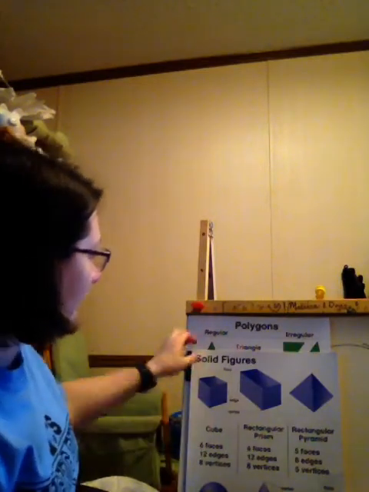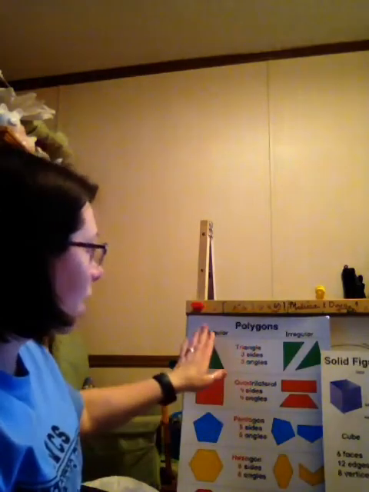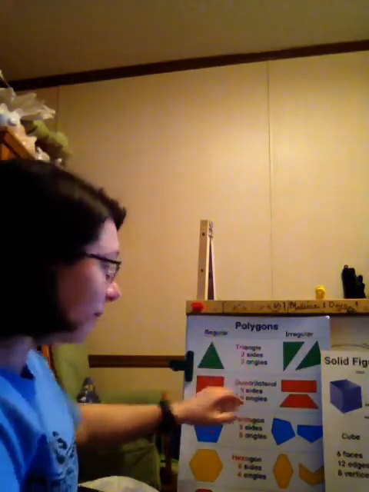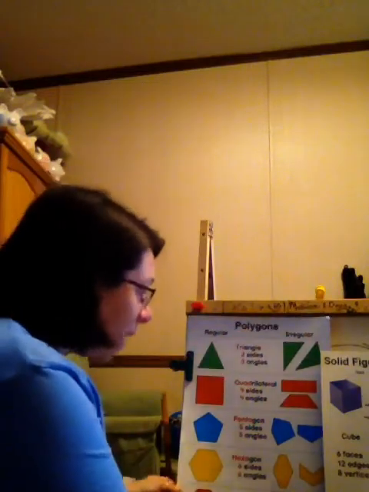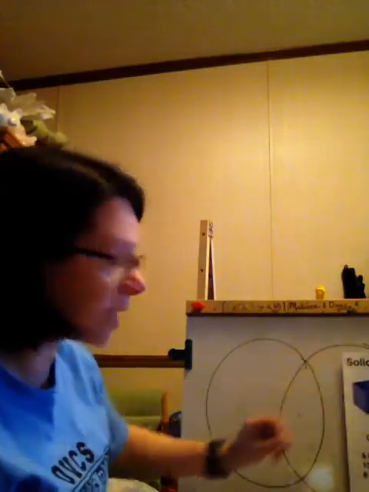And we know that with our regular polygons, we have sides, we have angles, and we have vertices. And with our solid figures, we have faces, we have edges, and we have vertices. And so we talked about those yesterday.